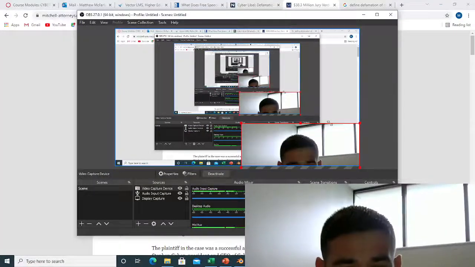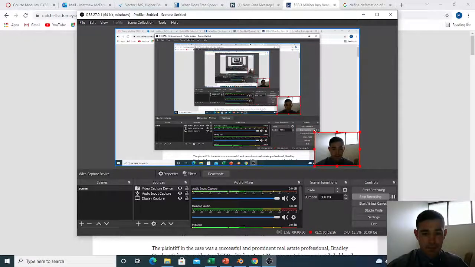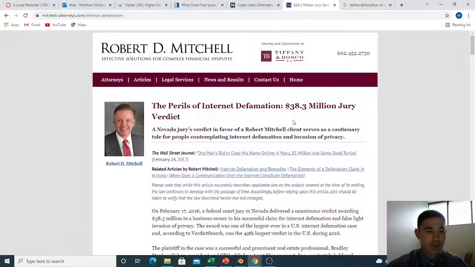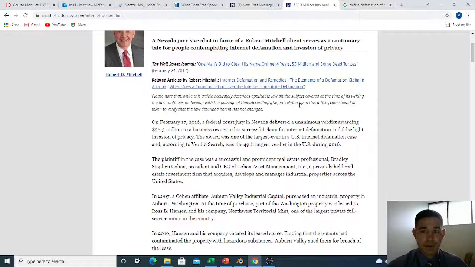Here, let me actually minimize this so you guys can see what I'm looking at too. But anyhow, I found an article. It's a pretty interesting case right here. $38.3 million is one of the largest defamation lawsuits ever won in America. Basically what this guy did is he leased property, and he abused it a little bit. He spilled dangerous chemicals and things like that, and then he just abandoned the lease and moved on to another place. The property owner tried to sue him because he walked out on the lease and left the property with a cleanup effort to get rid of the hazardous materials.